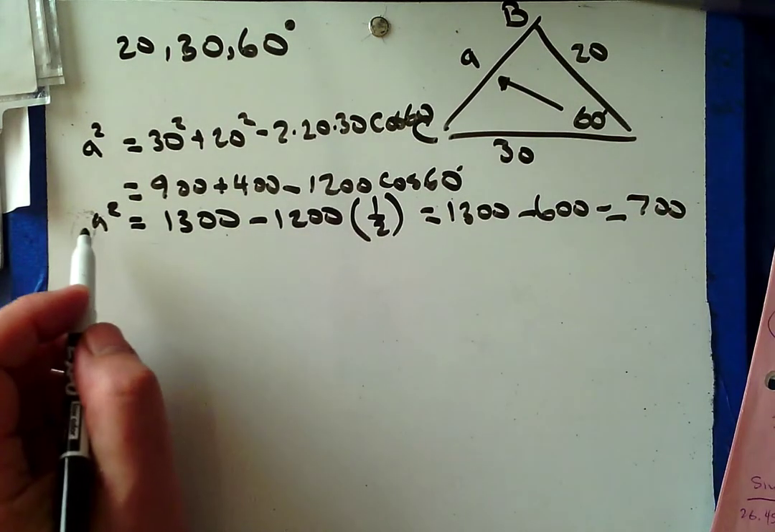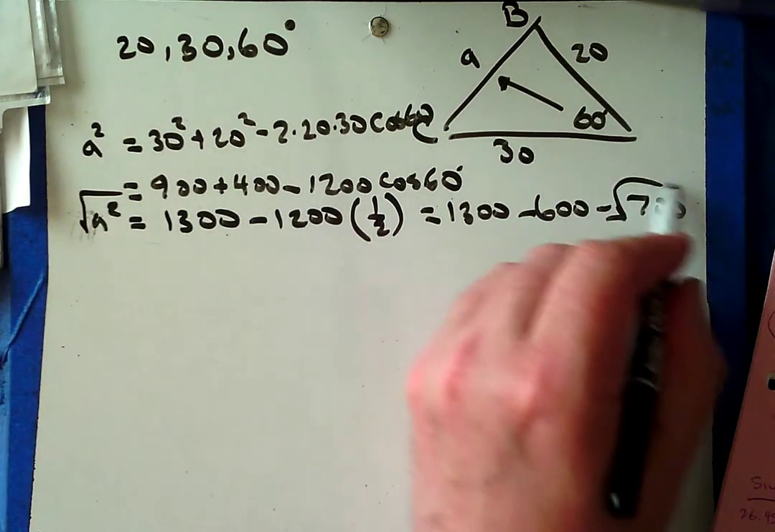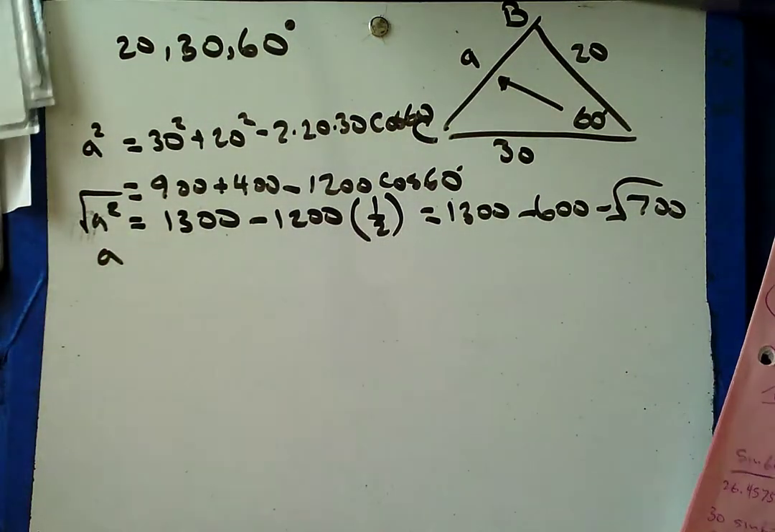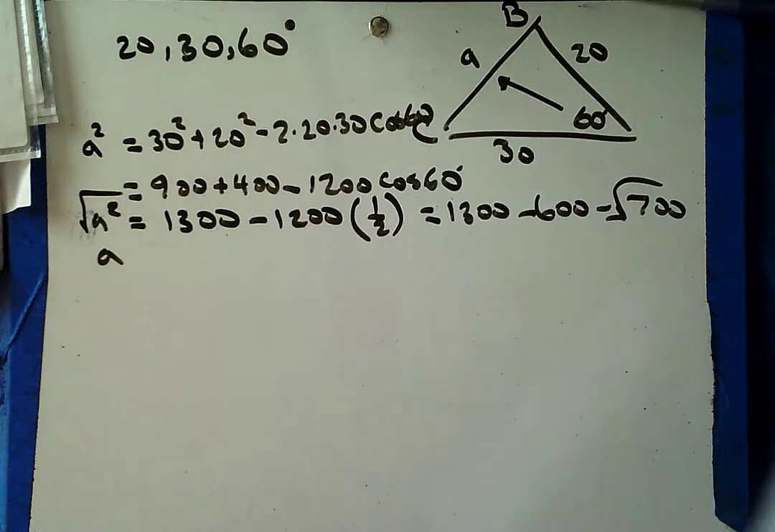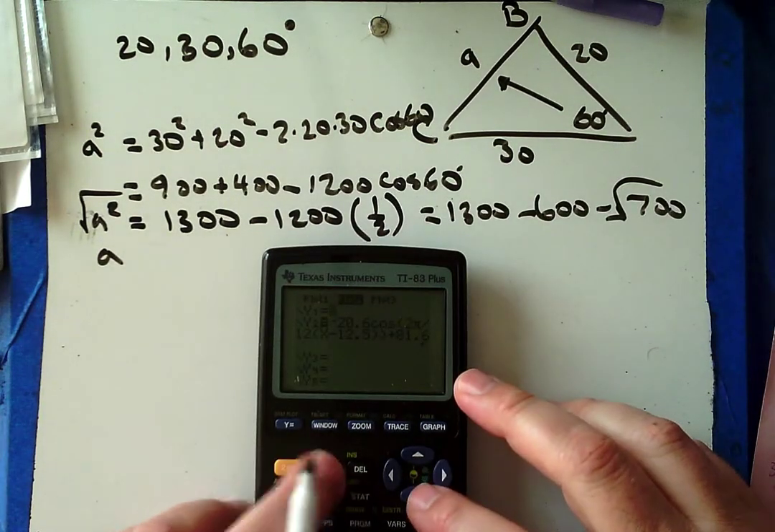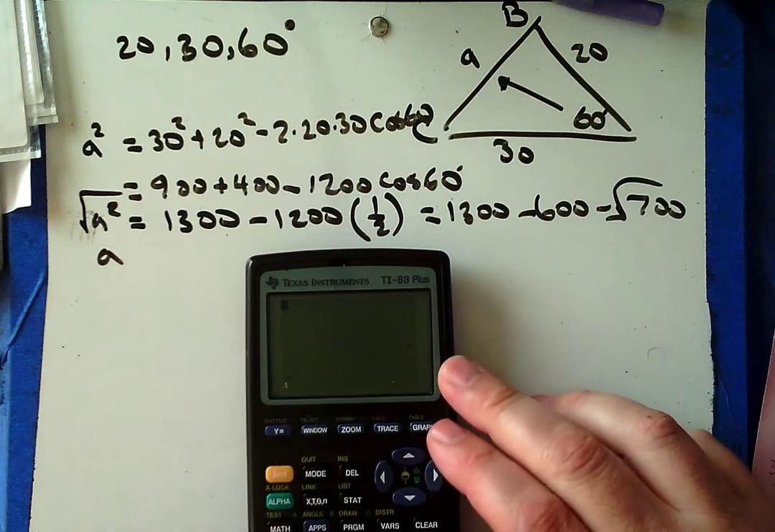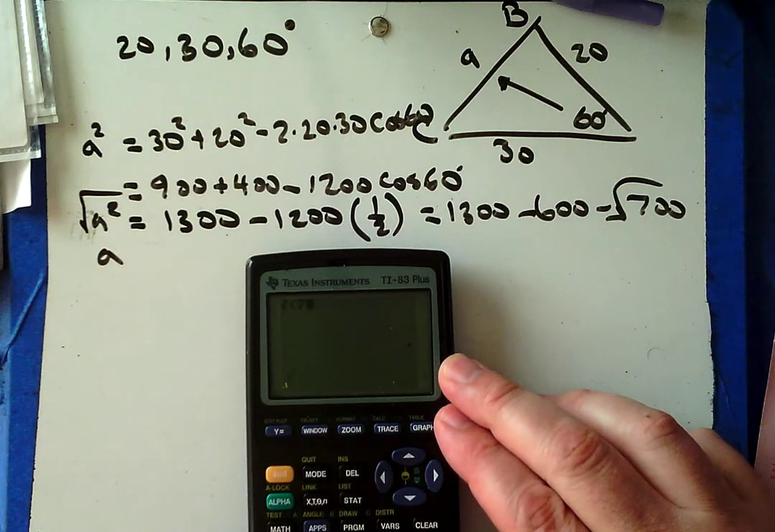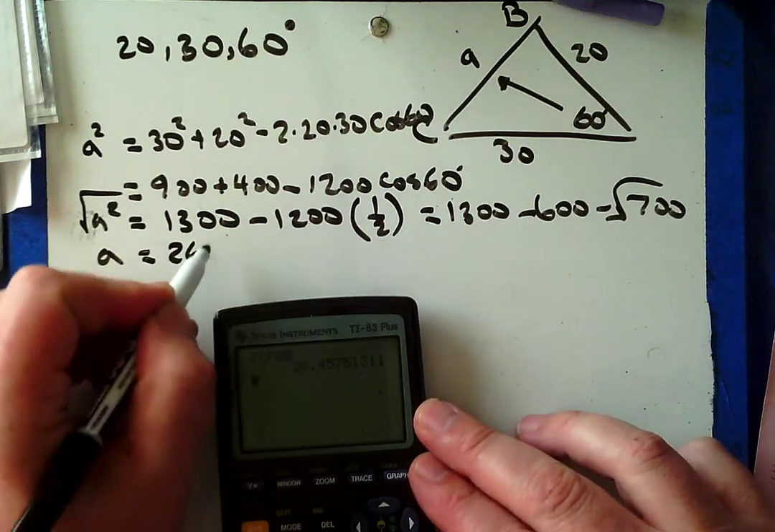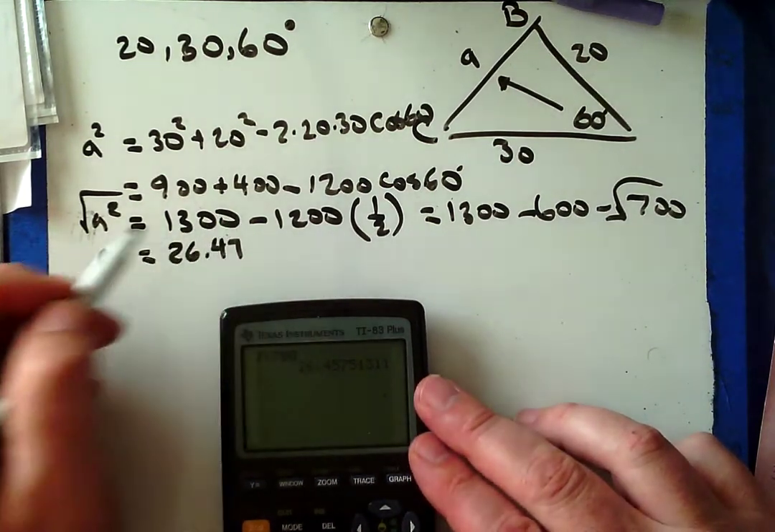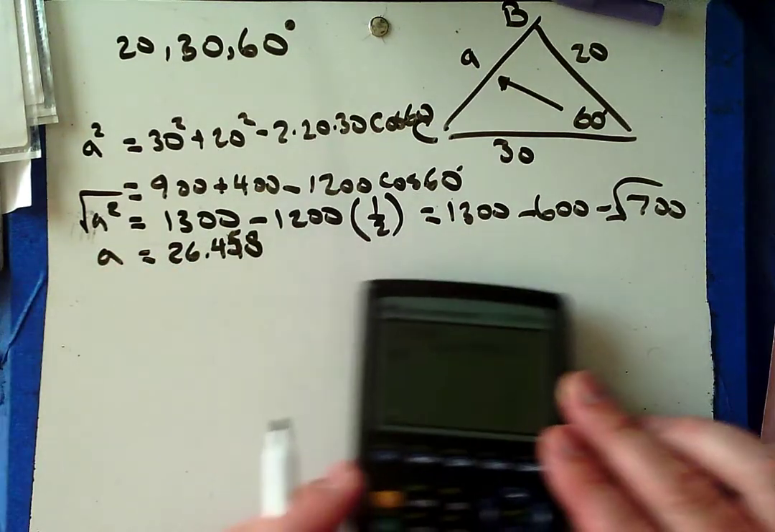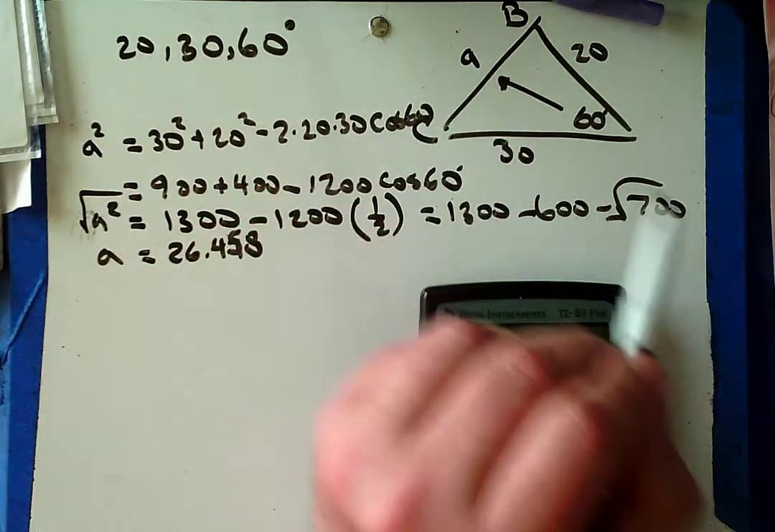And if I take the square root of both sides to get a by itself, I see that a is the square root of 700, or 26.458. So that's how big A is, 26.458.